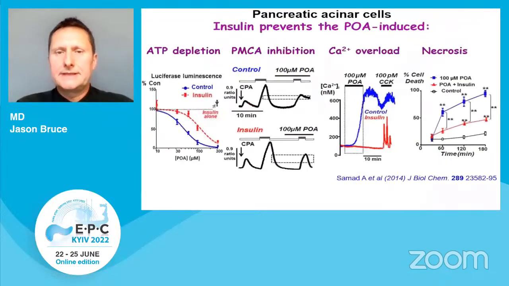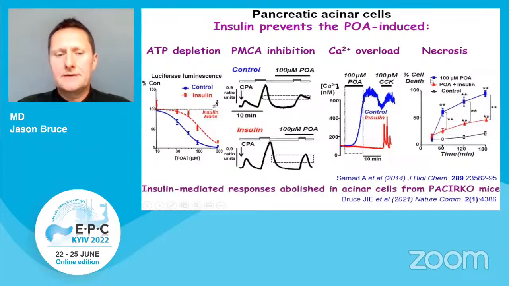Now, we demonstrated this using cellular models of pancreatitis in which we treated acinar cells with palmitoleic acid, a pancreatitis-inducing agent, which we found insulin prevented ATP depletion, inhibition of the PMCA, calcium overload, and necrotic cell death. And we also recently discovered that these effects were abolished when we isolated acinar cells from PAsuRco mice in which the insulin receptor has been specifically deleted from pancreatic acinar cells.